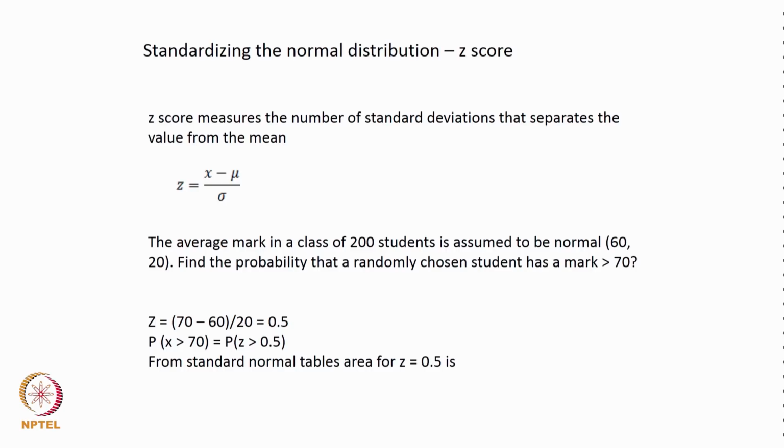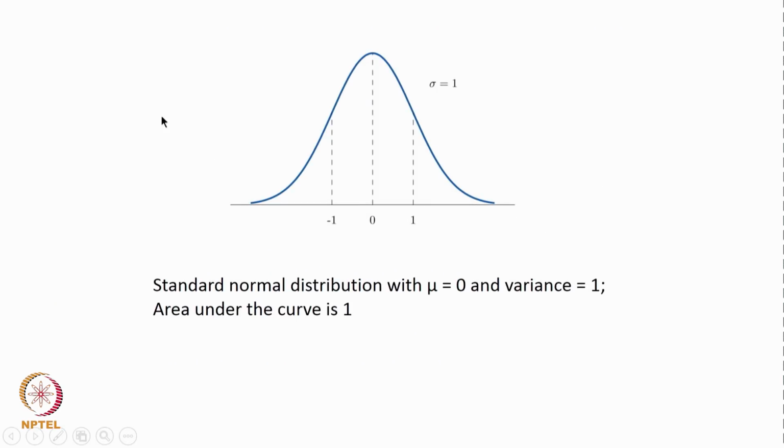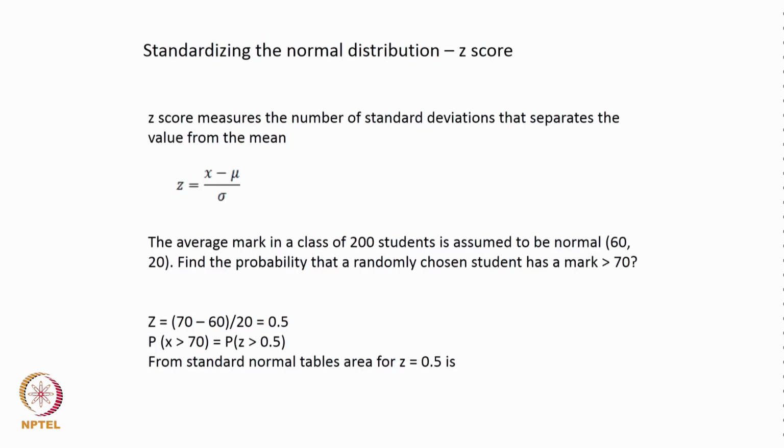Now, what is the relationship between the normal distribution and the standard normal distribution? We will be working with the standard normal distribution most of the time. A given normal distribution will have a given mu and a given sigma. The standard normal changes that to mu equal to 0 and variance equal to 1. So, what is the difference?